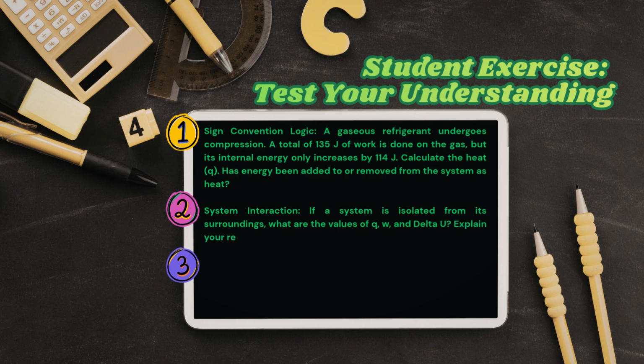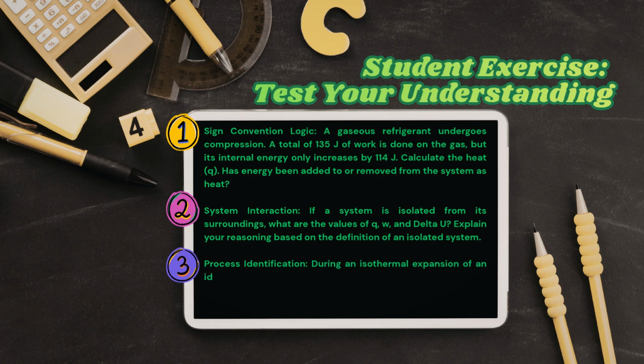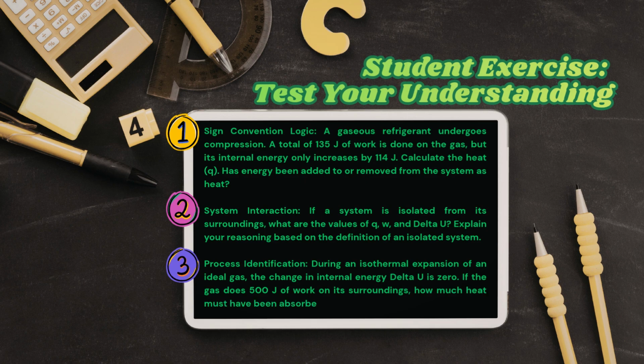System interaction. If a system is isolated from its surroundings, what are the values of Q, W, and delta U? Explain your reasoning based on the definition of an isolated system. Process identification. During an isothermal expansion of an ideal gas, the change in internal energy, delta U, is 0. If the gas does 500 J of work on its surroundings, how much heat must have been absorbed to keep the temperature constant?